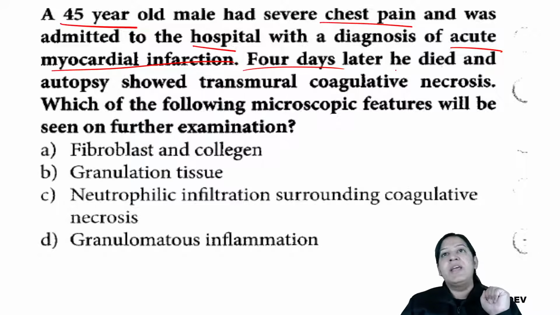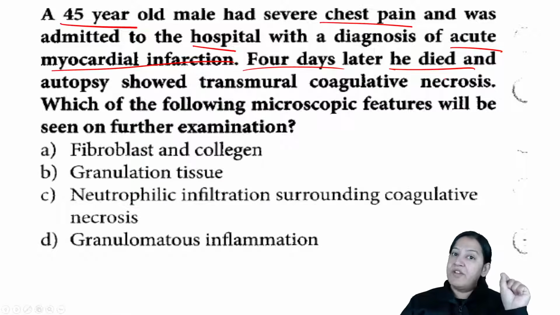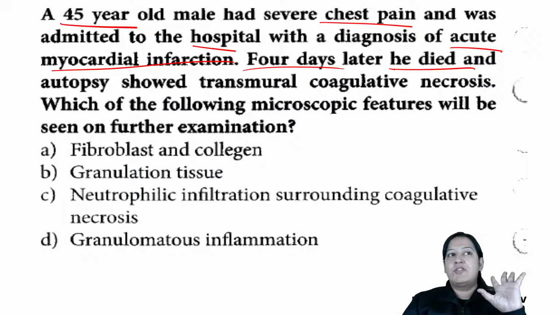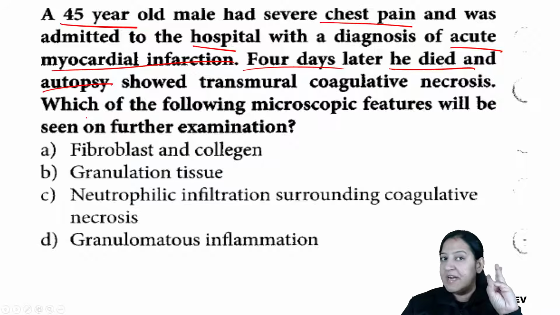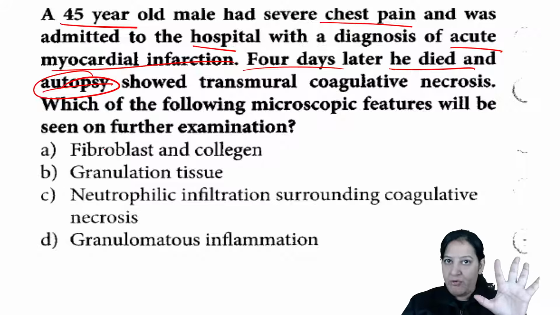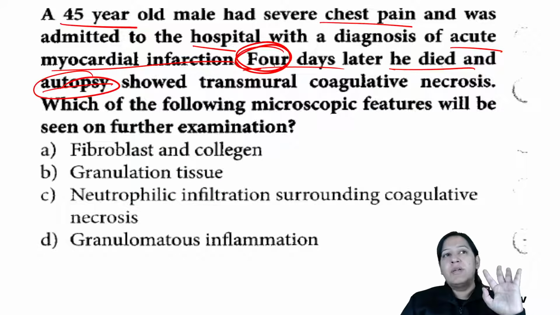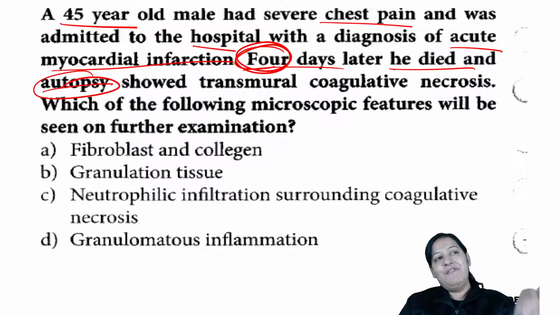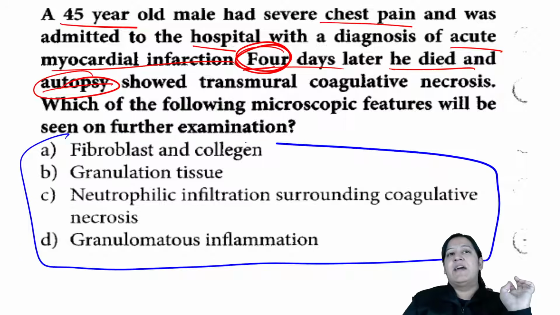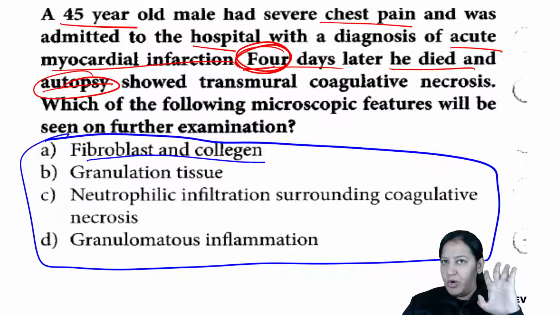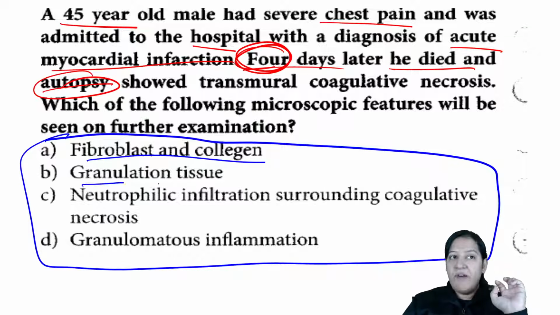Four days after admission, he is dead in the hospital. So after the episode of MI, on the fourth day the person is dead and you are doing the autopsy. Of course, autopsy is done on a dead body, right? So as soon as the person died, on the fourth day you are doing the autopsy. The clinch in the question is day 4. So what will you find at autopsy on day 4? What will you find in the autopsy? Do you find fibroblasts and collagen at autopsy on the fourth day? It is not the fourth hour, it is the fourth day. Do you find granulation tissue?